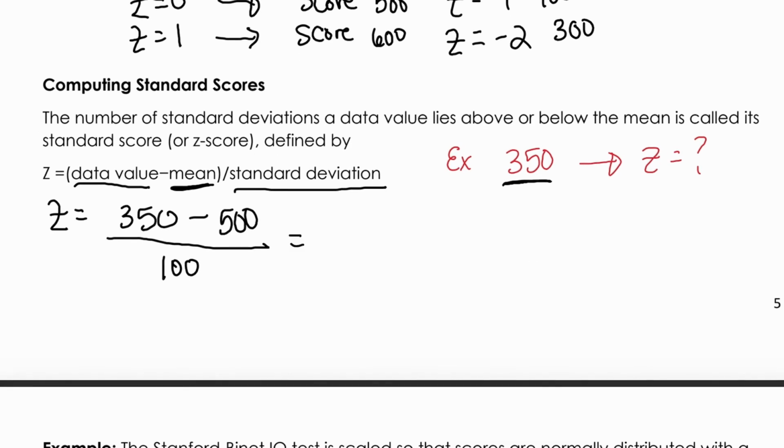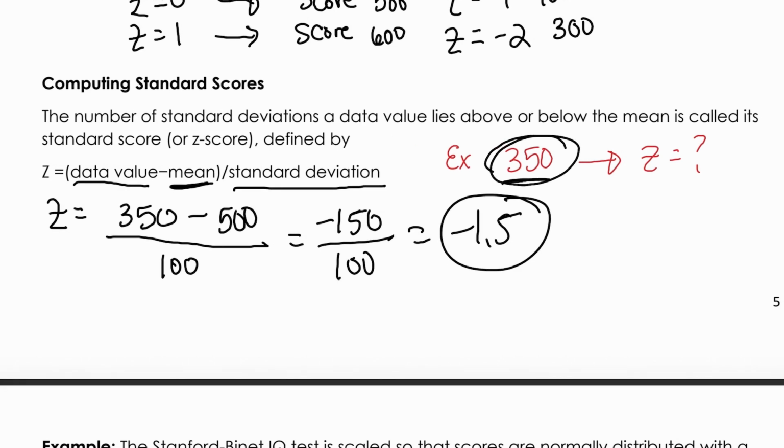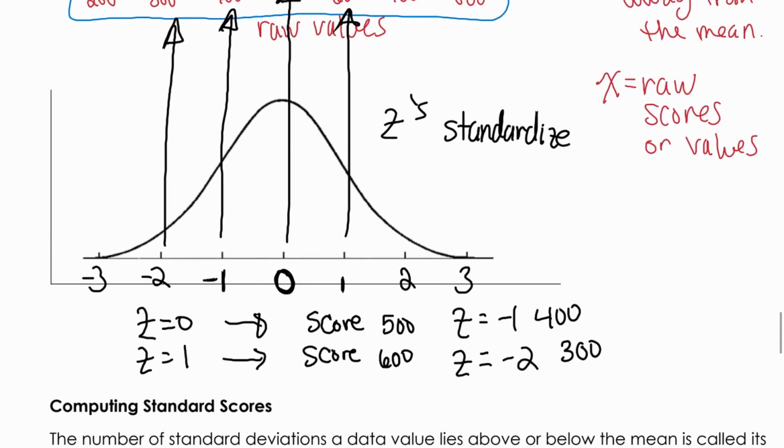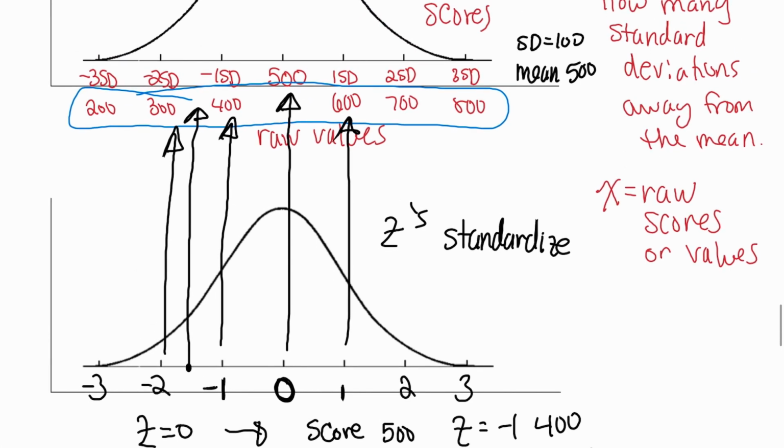So when I do that, I'm going to get -150 over 100, and when I divide, I'm going to get -1.5. So this tells me I'm 1.5 standard deviations away from the mean, and the negative tells me I'm on the left side of the mean, which makes sense because at 350, if I look back up here, if I come out 1.5 standard deviations away from the mean, it's between 300 and 400, which would be 350.